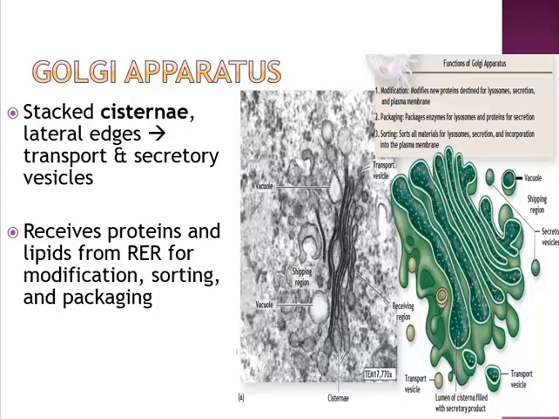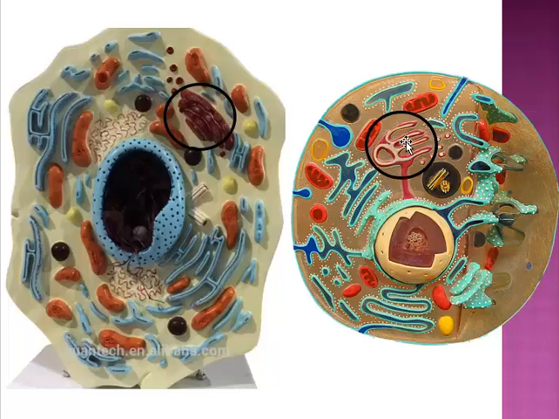Now let's talk about our Golgi apparatus. The Golgi apparatus is a stack of flattened membranes that receive proteins from the rough endoplasmic reticulum, and then it modifies, packages, and stores them for delivery to other organelles or to the plasma membrane of the cell. So on our model, we can see our Golgi apparatus.